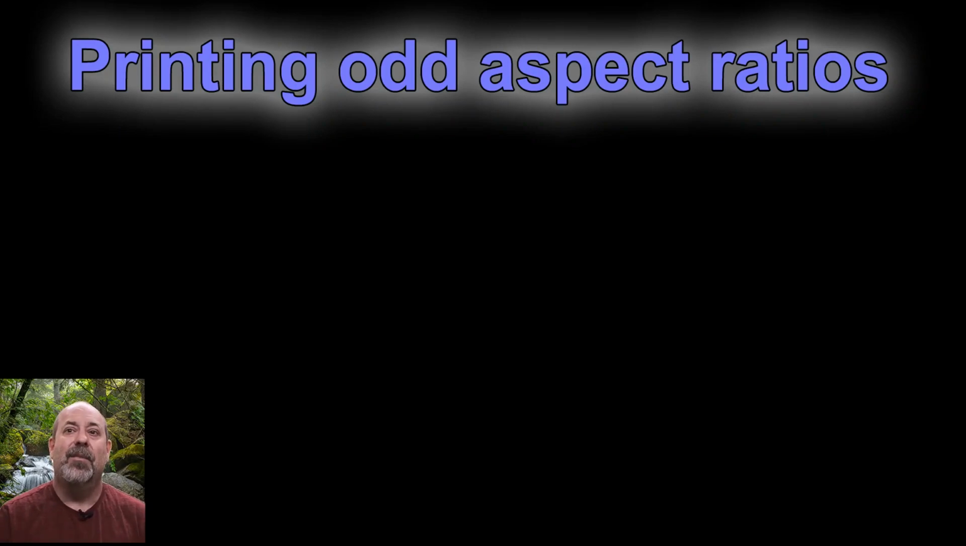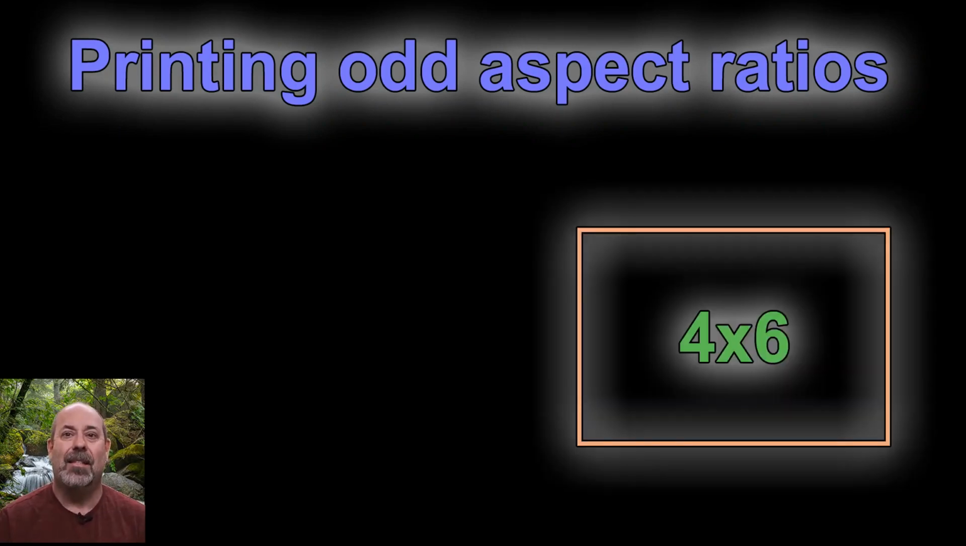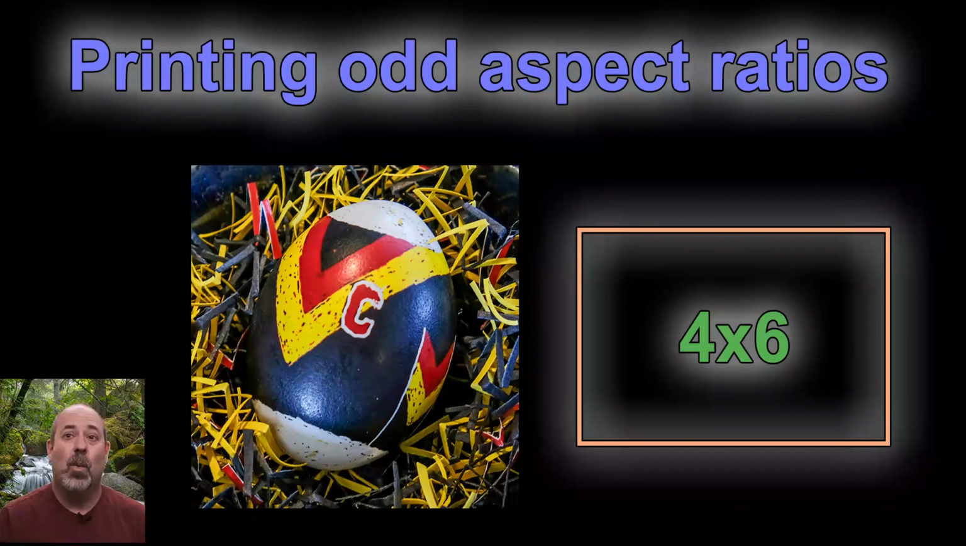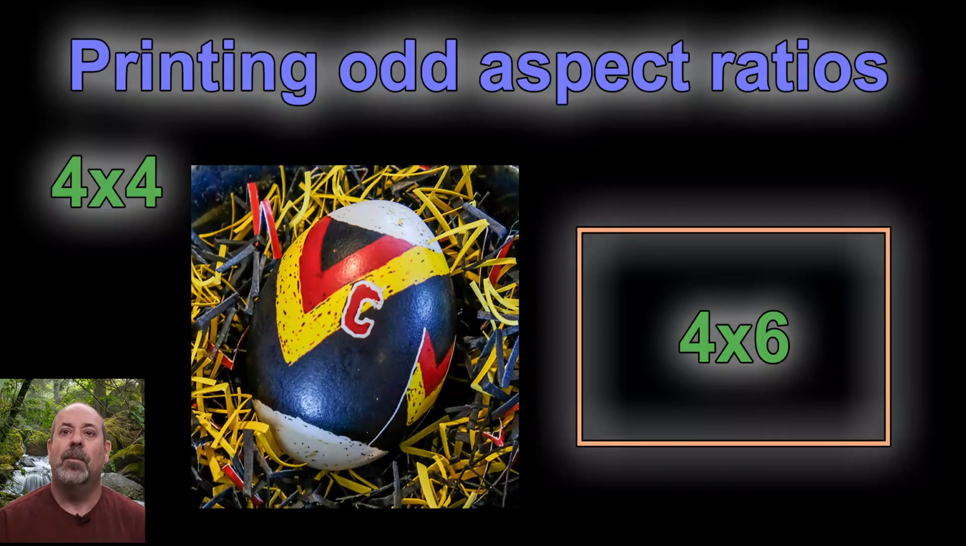Well, fundamentally, you need to fake it. You need to send a file to the print house that seems to have a 4:6 aspect ratio while maintaining the square image, which is 4:4 in this example.